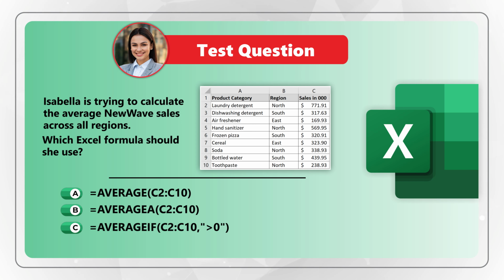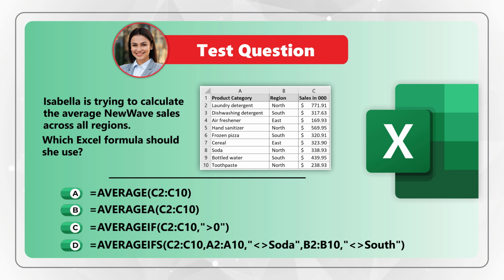And last but not least is AVERAGEIFS, and as the arguments you see the range C2 through C10, the second argument is range A2 through A10, the third argument is not equal to D, the fourth argument is B2 through B10, and the last argument is not equal to South.